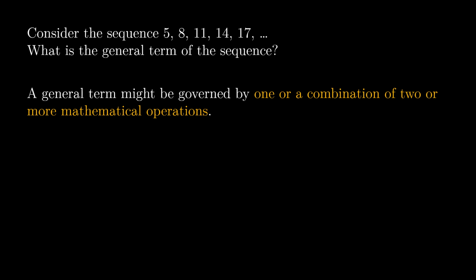mathematical operations. We can square, then add; square, then subtract; square and divide; square and multiply; cube, then add; cube, then subtract; cube, then divide. So to get that, we have to keep in mind that the rule of that number sequence is governed by some kind of combination of operations.